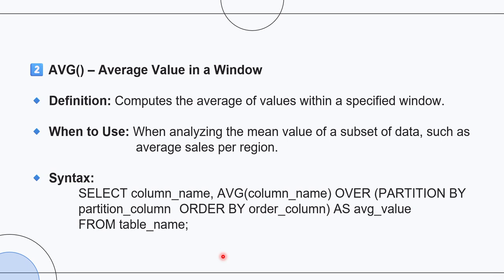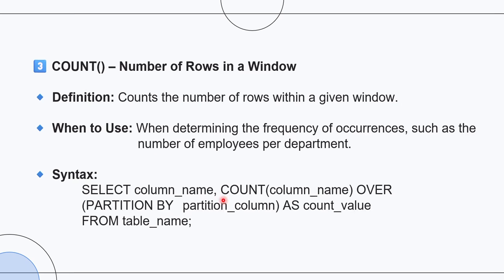The second function is average. Average calculates the average value within a specific window. This is useful when we want to compare an individual value with the average value of its department, region, or any other category. The syntax is the same as the sum function, the only difference is that here we use average. Earlier we used sum, now in this case we have used average.